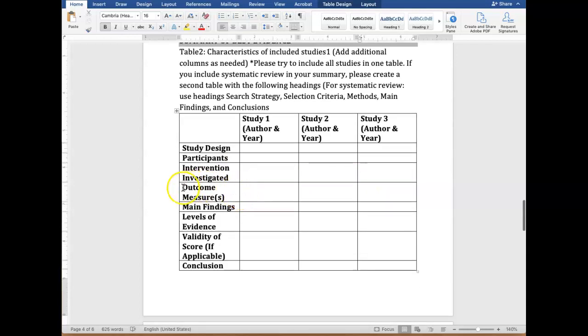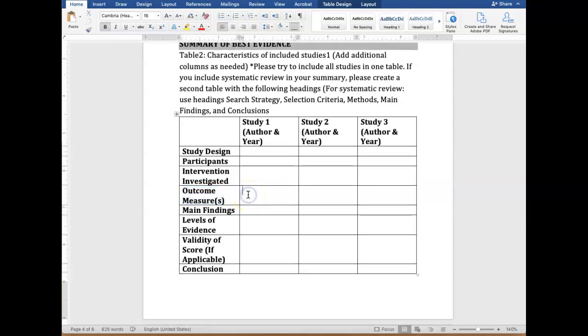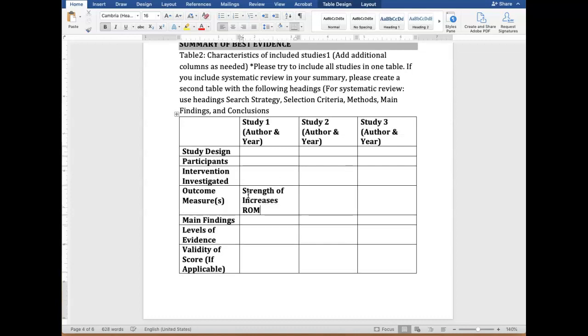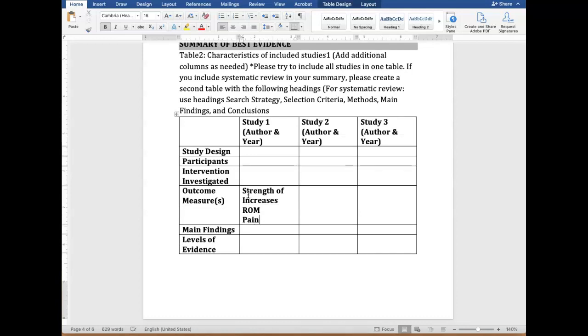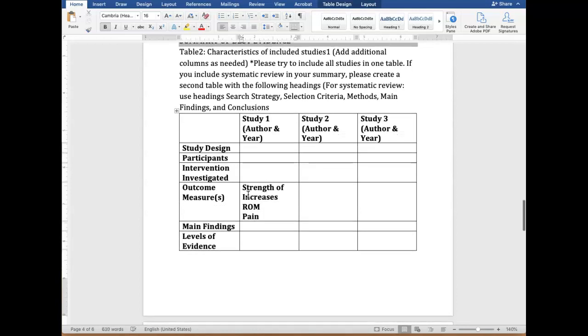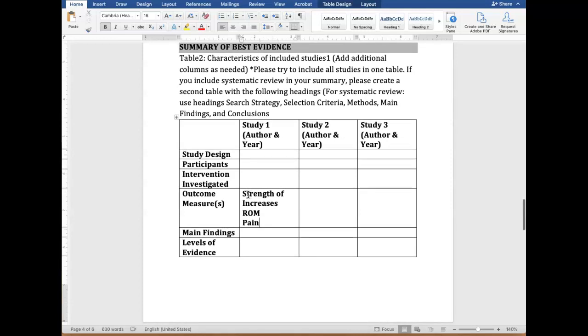I think the area that most students really drop the ball on is the outcome measure or outcome measures. These are essentially what are called dependent variables. In other words, this is what the authors wanted to see would either improve or decline after they did the intervention, right? So examples of outcome measures could very well include strength of something, right? It could include increases in range of motion. It could also be pain as a factor. The list could go on. What you want to do is simply list those there. So what are the outcome measures?